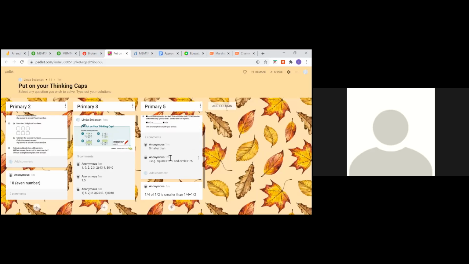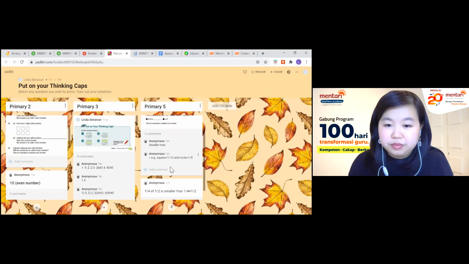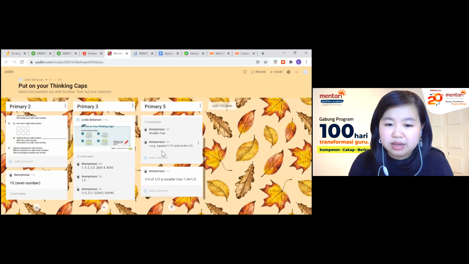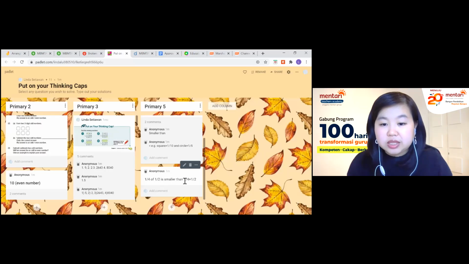Smaller than, okay. Okay, somebody give an example. Okay, thank you very much. It says a quarter of 1/2 is smaller than a quarter plus 1/2.